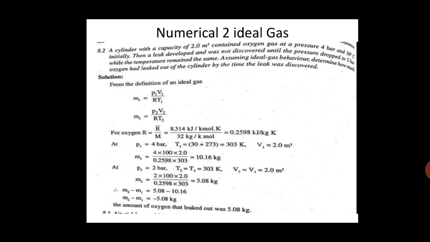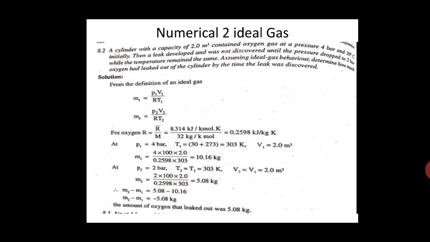So again you can see there are only two things we calculate here. First is R. We calculate the R of the particular gas. Here it is oxygen, so oxygen is O2, which means 32 we have to take, and R bar is 8.314. This is standard, fixed.